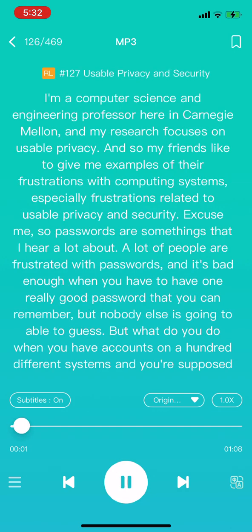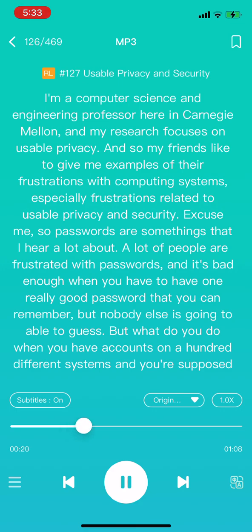I'm a computer science and engineering professor here in Carnegie Mellon, and my research focuses on usable privacy. And so my friends like to give me examples of their frustrations with computing systems, especially frustrations related to usable privacy and security. So passwords are something that I hear a lot about.